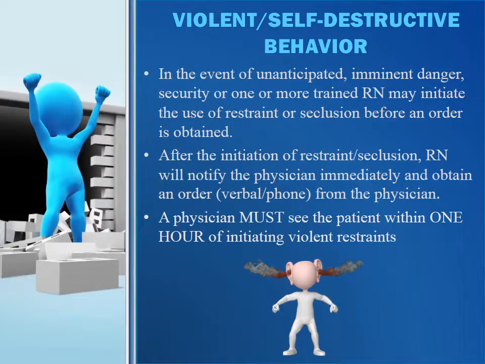In the event of unanticipated or immediate danger, security or one or more trained RNs may initiate the use of restraints or seclusion before an order is obtained. However, once again, like we just discussed on the slide before, you need to notify the physician immediately. Now, if it is referring to violent restraints, the patient is aggressive, a physician must see the patient within 1 hour of initiating violent restraints.